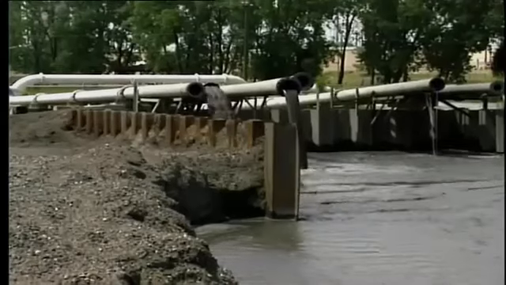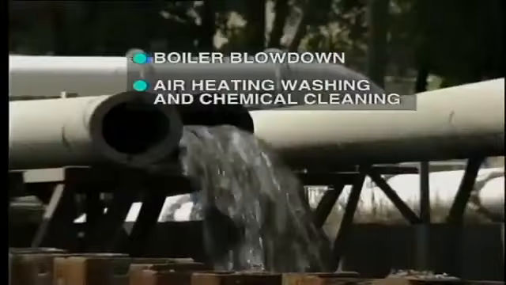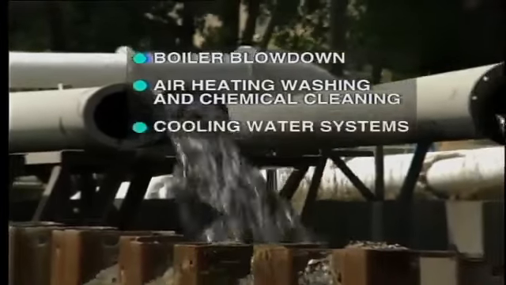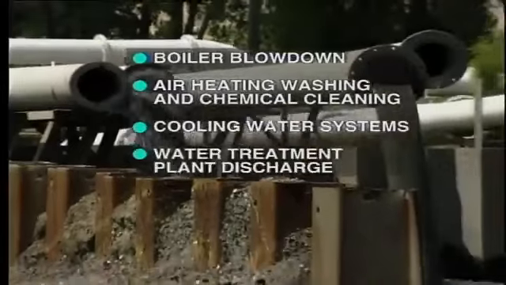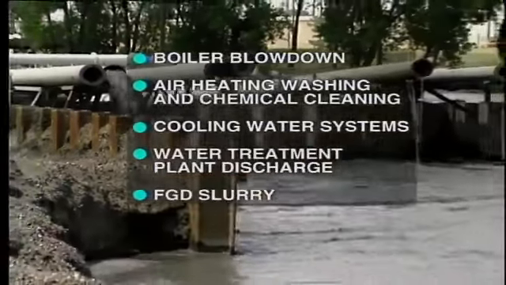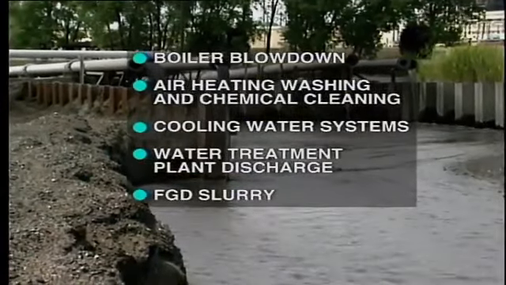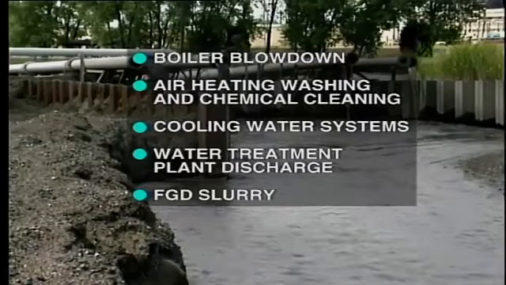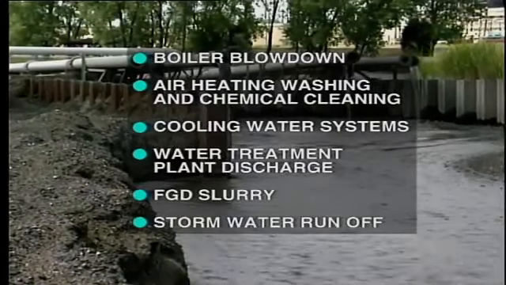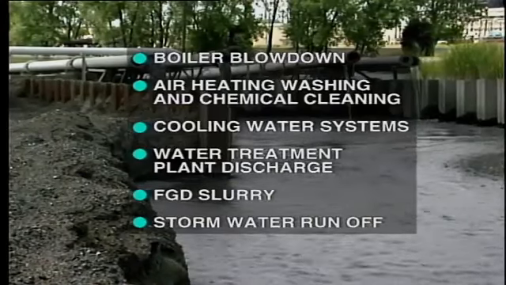The sources of effluent contaminants are boiler blowdown, air heater washing and chemical cleaning, cooling water systems, water treatment plant discharge, FGD slurry, that is waste effluent from a flue gas desulfurization installation, stormwater runoff from coal piles, ash ponds, oil tanks, and other possibly contaminated areas.